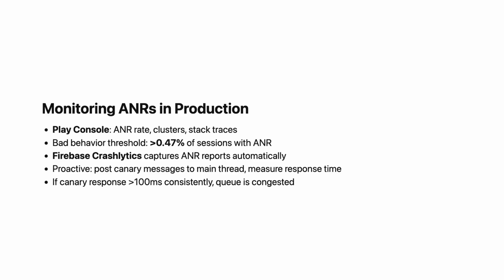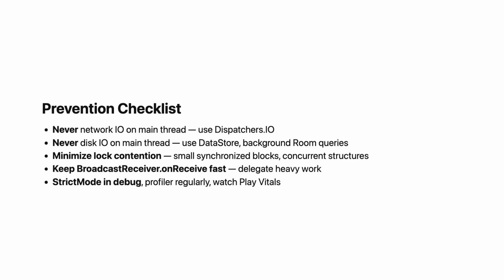But the most proactive approach is to monitor your main thread's responsiveness in real time. You can post a message to the main thread and measure how long it takes to execute. If it regularly takes more than 100 milliseconds, your queue is backed up. Some performance monitoring SDKs do exactly this. They post a canary message on a timer and alert when the main thread's response time exceeds a threshold. This lets you detect and fix queue congestion before it becomes a full ANR.